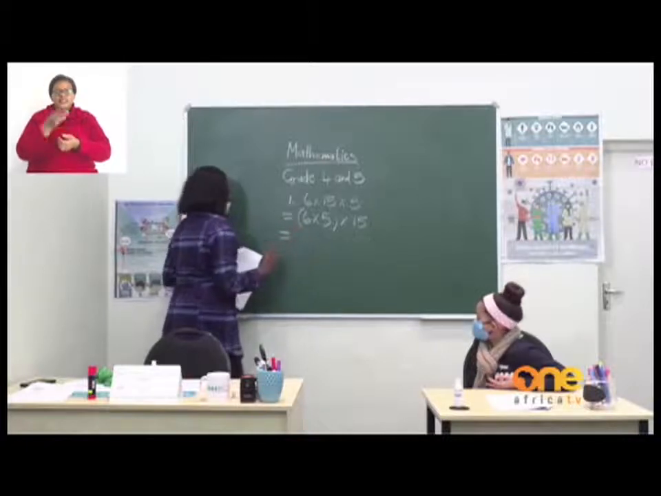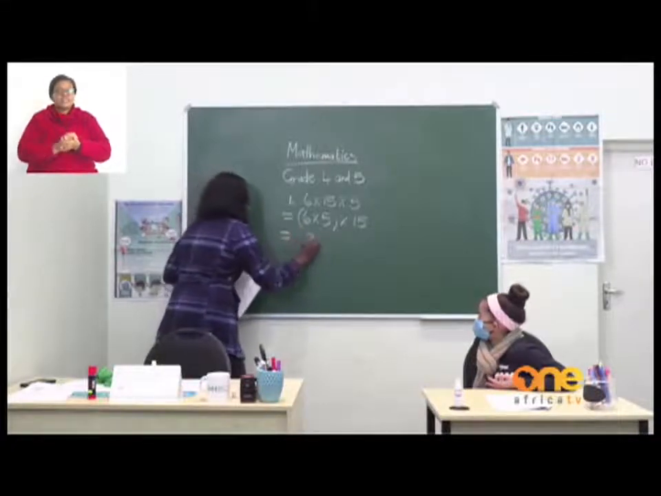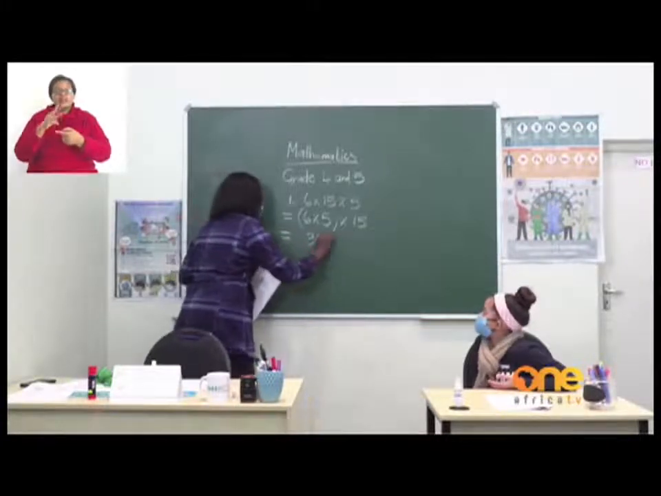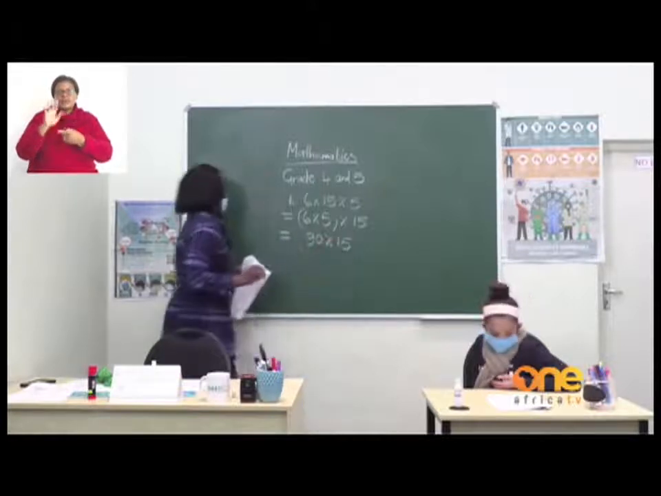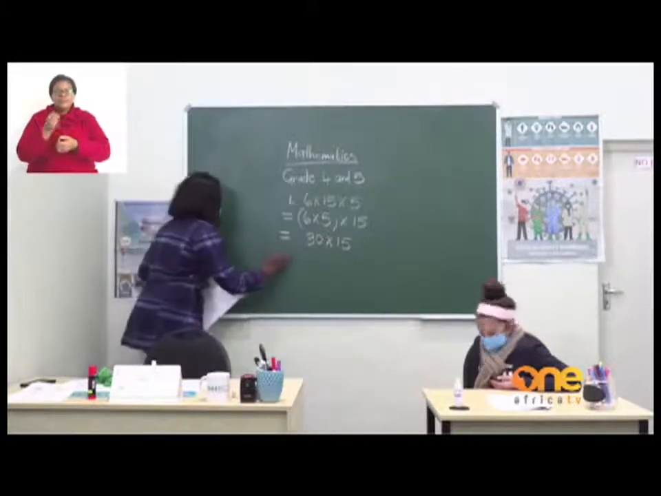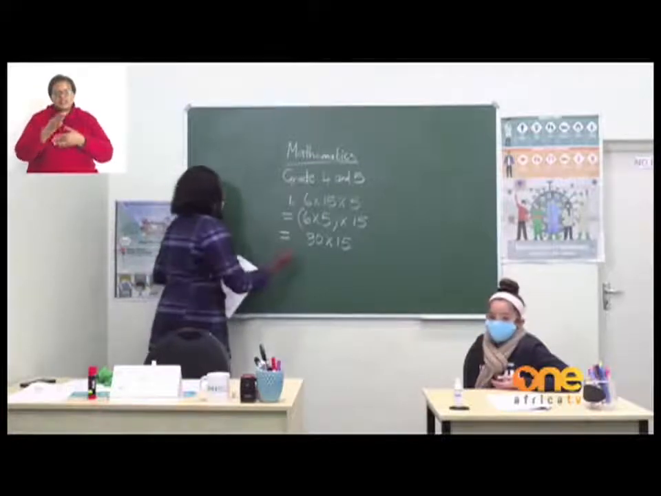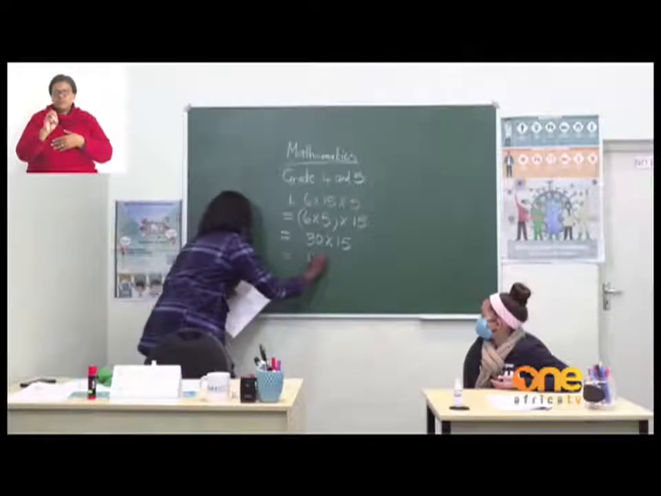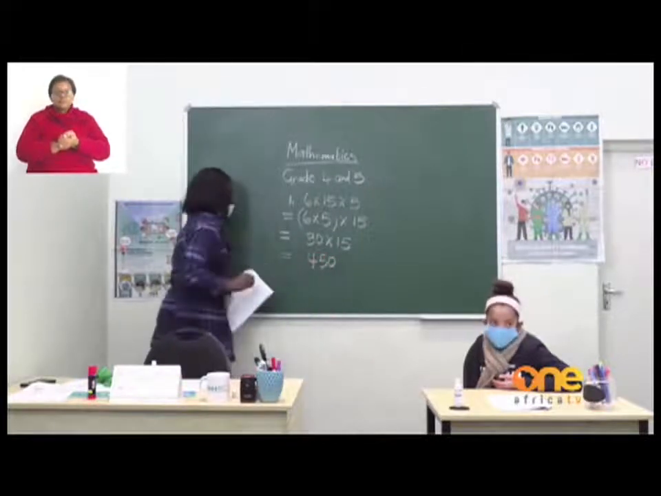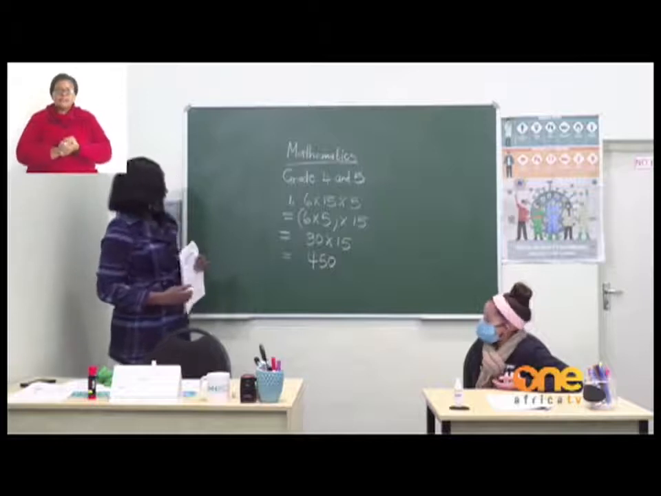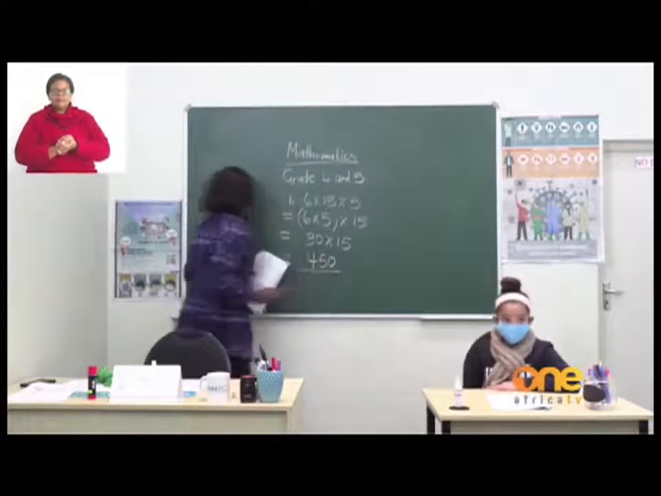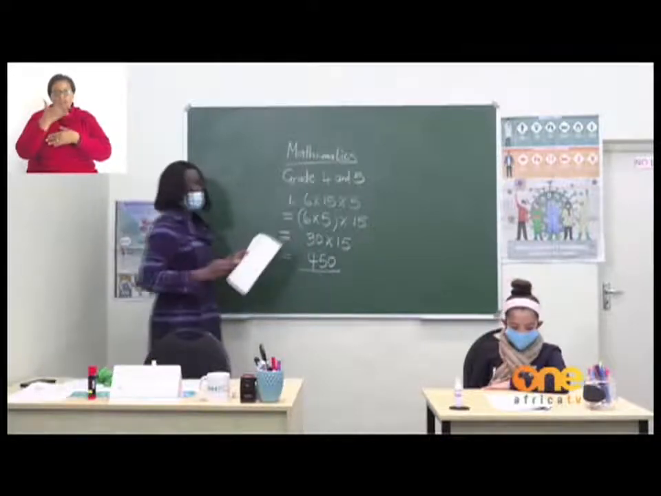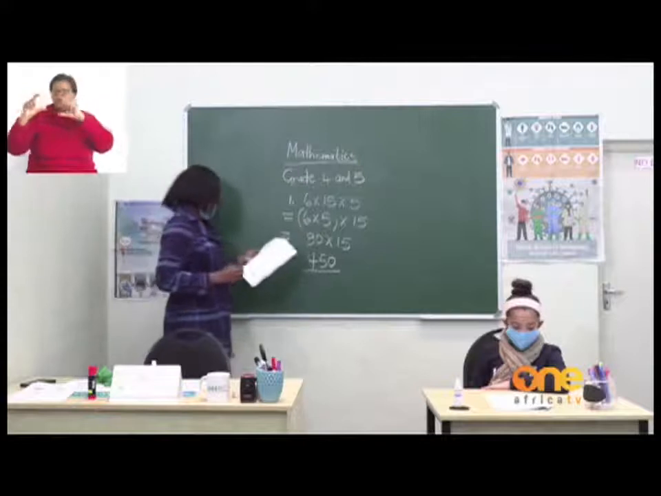6 times 5. Chanel, what do we get? 30. So, then, the 30 that we get, we still multiply it with 15. So that we can get the final product. So, when we multiply 30 times 15, we get 450. Boys and girls, that is our final answer of 450. That is our product. So we are done to apply the associative property of multiplications.